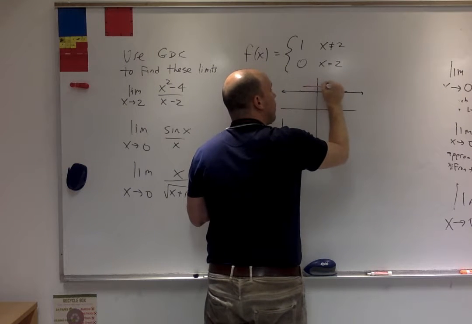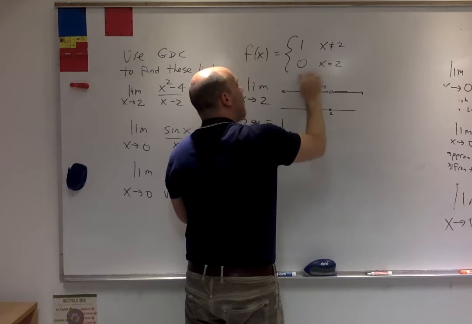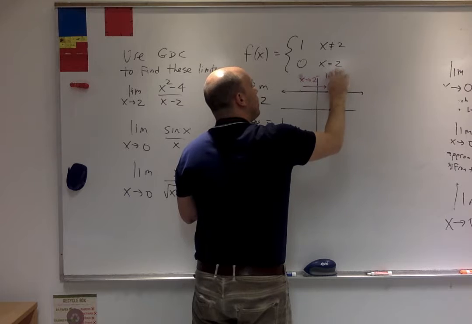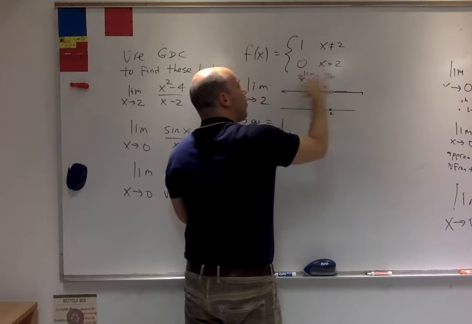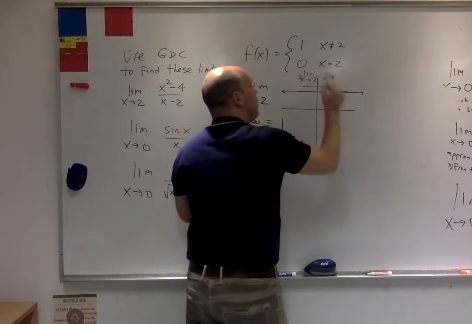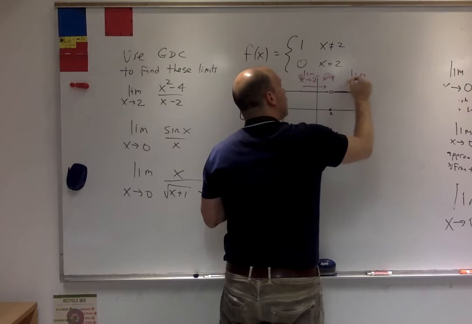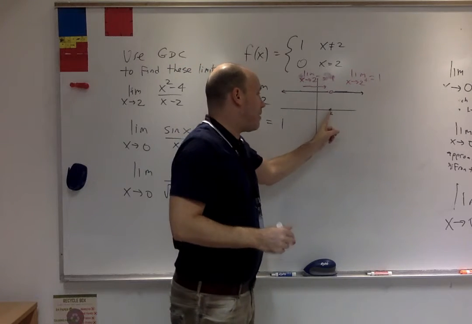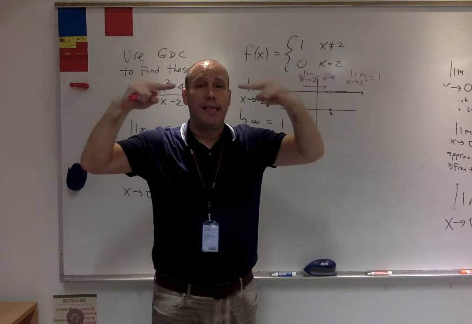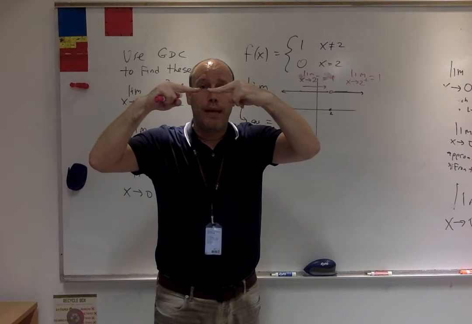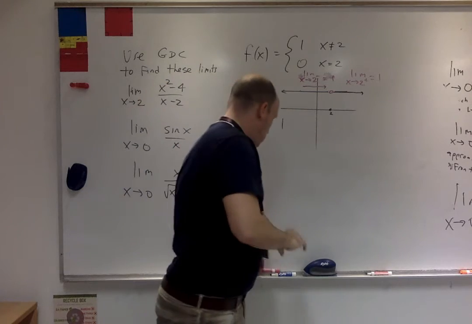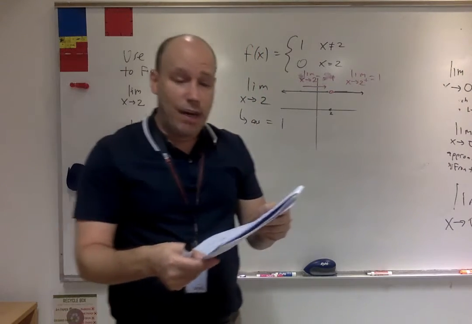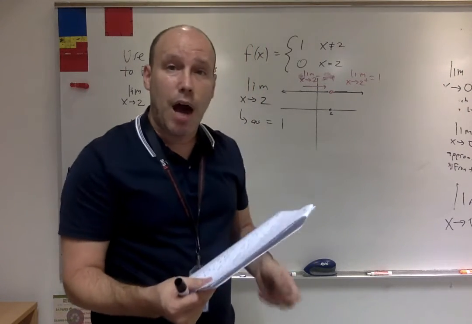As x approaches 2 from the left, the limit is equal to 1. And the limit as x approaches 2 from the right is also 1. I don't care that it's 0. I just want to know what's going on right near it. 1. Therefore, the limit is 1. If the limits from the left and the right are not equal, we say the limit does not exist.